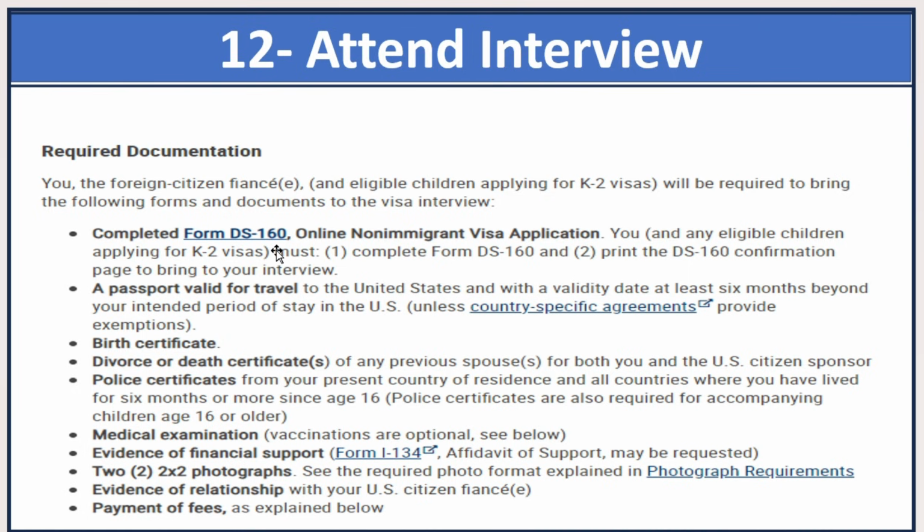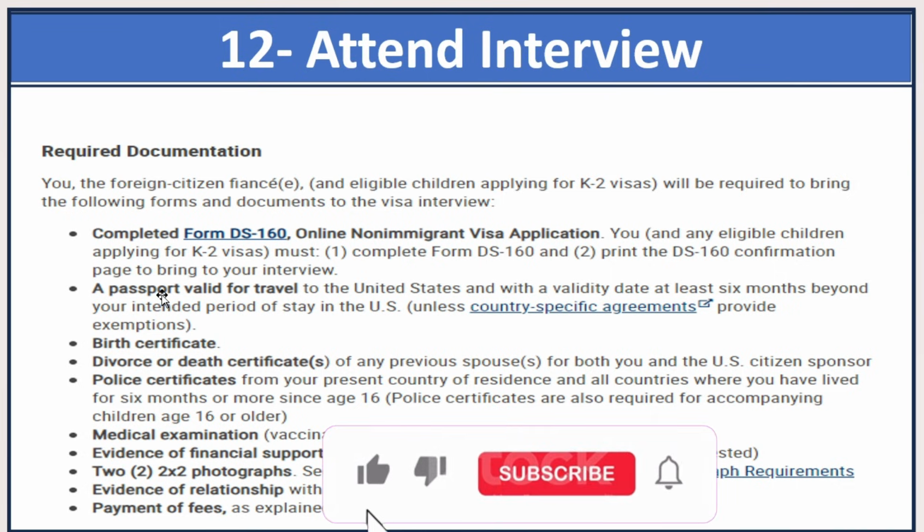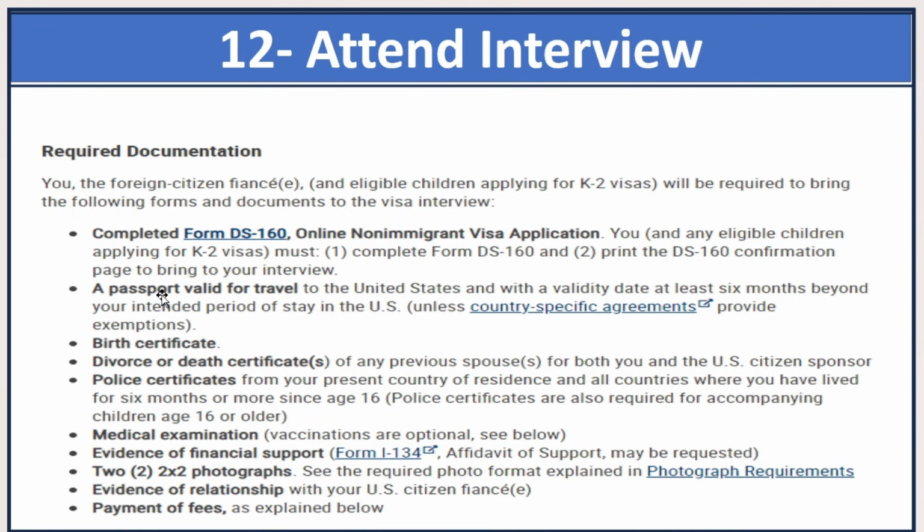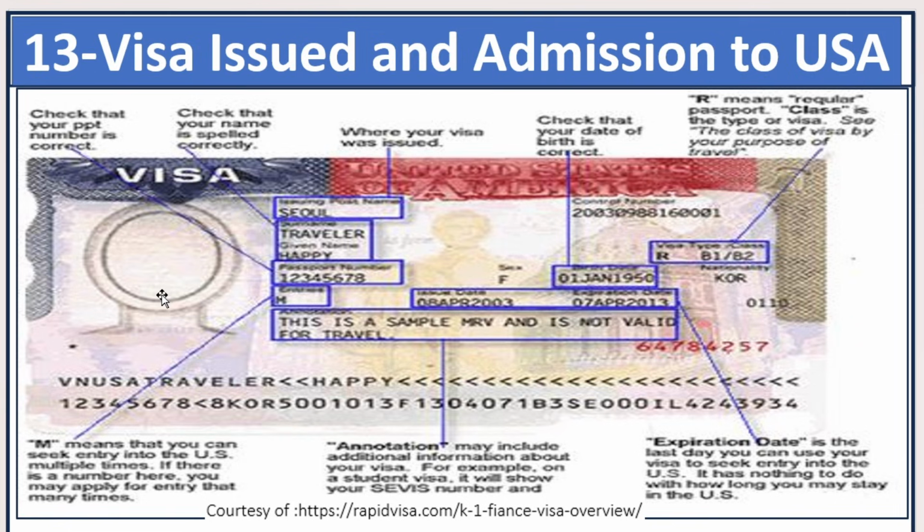Step number 12 is attend the interview with the required documentation we talked about a while ago. Once you attend the interview, you will have an interview with the consulate officer, and he will ask you basic questions about your case, and if he sees everything is fine, he will issue the visa. That's step 13. Visa issued, and after that, admission to the US. Once they issue your visa, you must travel to the United States within 6 months, because the visa is valid only for 6 months.